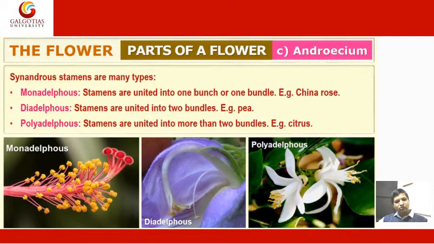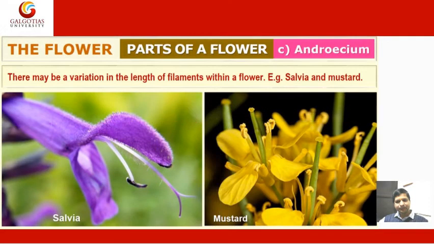First is monadelphous. Stamens are united into one bunch or one bundle, as in China rose. Diadelphous. Stamens are united into two bundles, as in pea. Polyadelphous. Stamens are united into more than two bundles, as in citrus. Androecium. There may be a variation in the length of filaments within a flower, as in salvia and mustard.